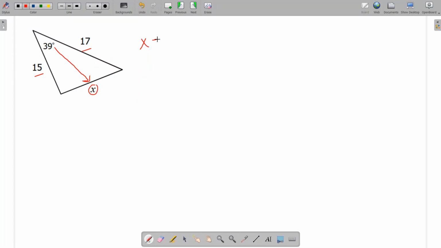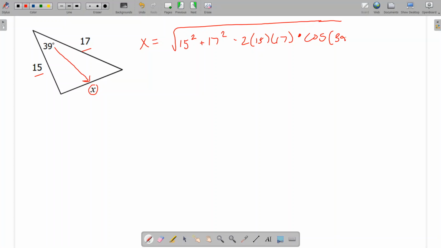So x is going to be equal to the square root of 15 squared plus 17 squared, my two other sides, minus 2 times those same sides, times cosine of the angle across from the side I'm looking for. So again, type it all into your calculator at once. Make sure you've got parentheses all in the right spots, and you're going to find that this missing side is 10.8.